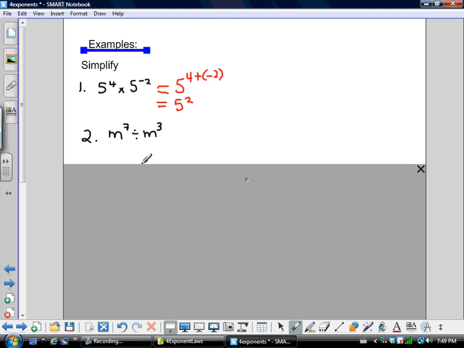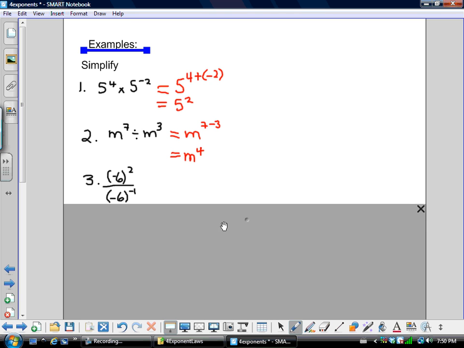The next question, this time I have variable bases, both of them are m, and I am dividing, which means I'm going to take the one base, the m, and I'm going to take my exponents and go 7 take away 3. And you know that 7 take away 3 is a 4.